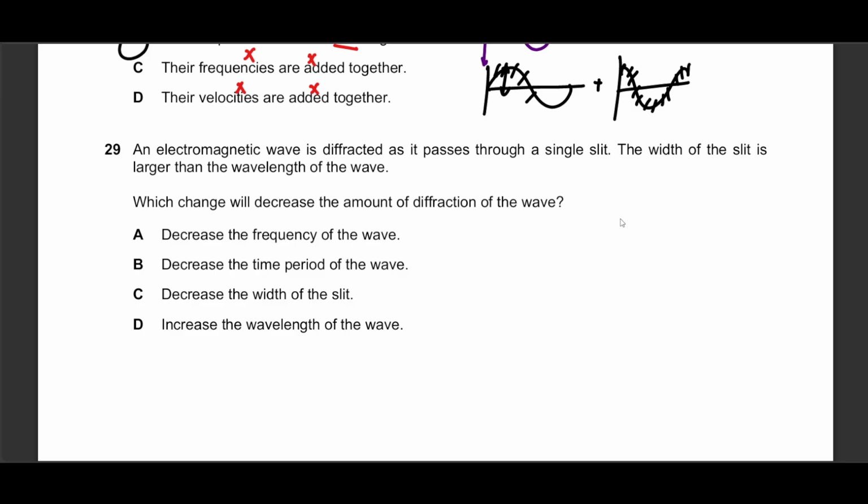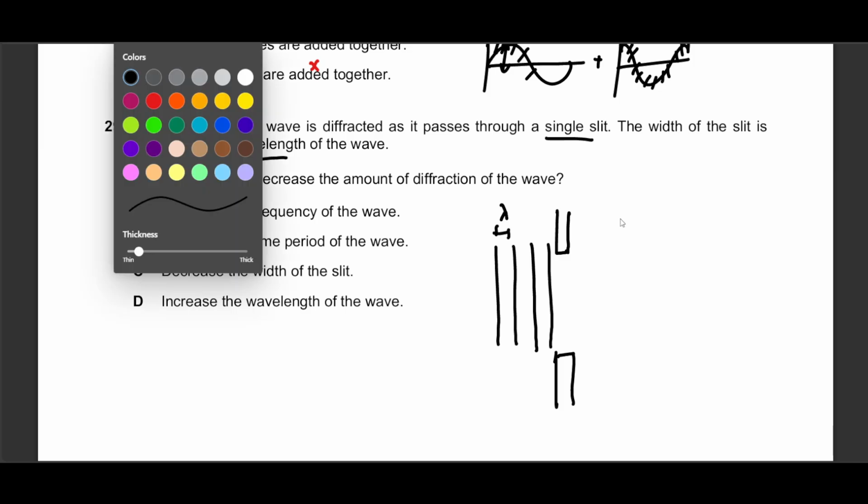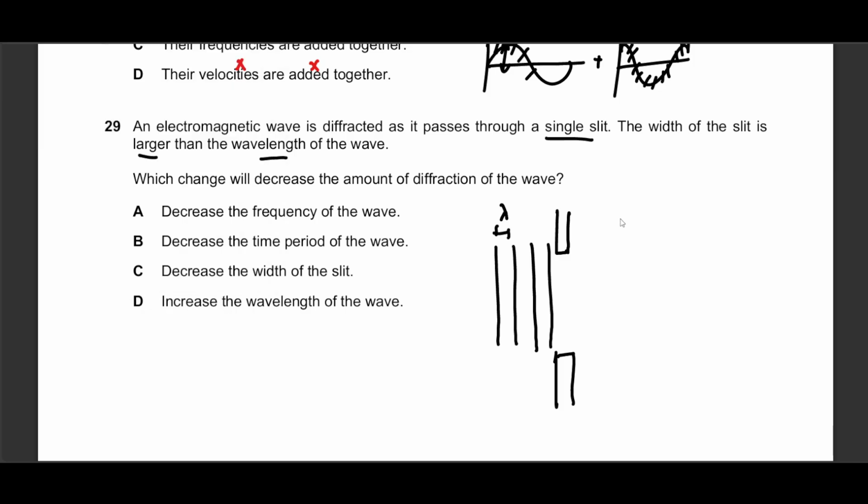29 is a bit tricky in terms of its length of thought. Electromagnetic radiation is diffracted and passes through a single slit. The width of the slit is larger than the wavelength of the wave, which means that if this is the slit and this is the gap, the wave that is coming towards the slit has a wavelength, and the gap width is much larger than the wavelength of the wave. This is what he means by that.